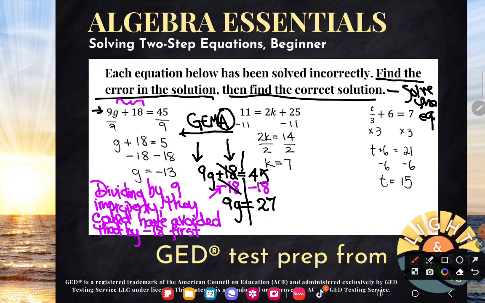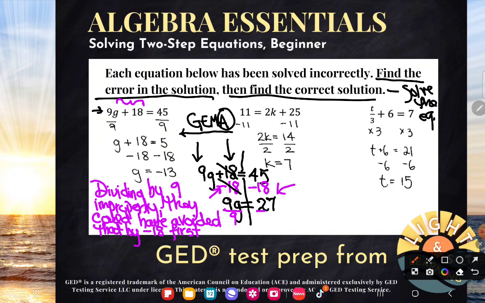So we did say, though, that we were going to find the correct solution. So we did half our work, but we don't have a solution yet. I have 9G equals 27, but that's not a solution because I don't know what G is. I don't know what G equals. I'm not going to know what G equals until I get G alone on his side of the equation. So I still have to get rid of that 9. Now's the time to divide.